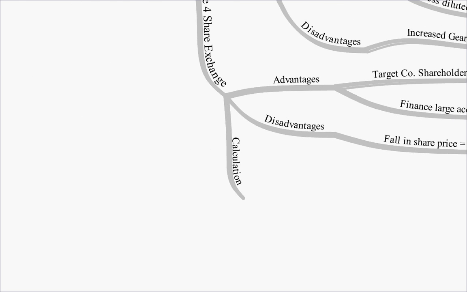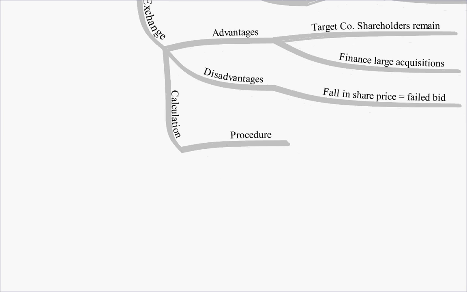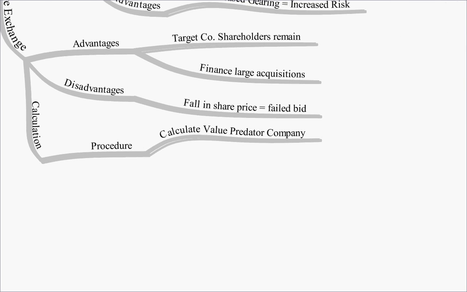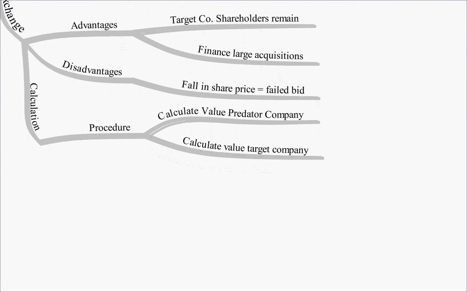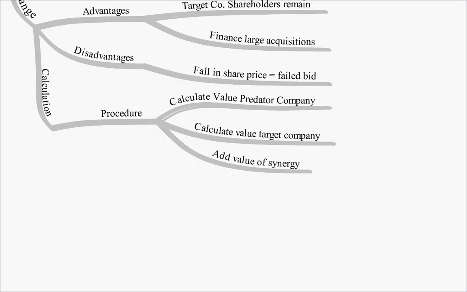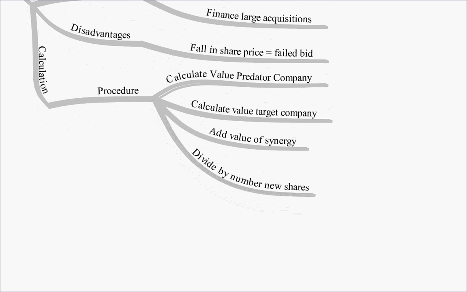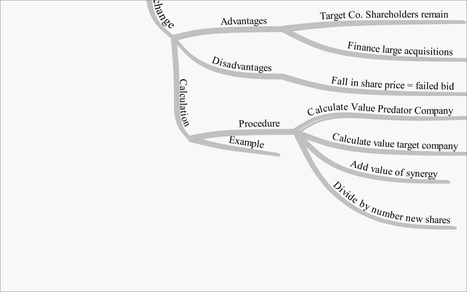Now, to calculate this, we went through a certain procedure. We calculate the value of the predator company, the one buying. We calculate the value of the target company. We add in the value of any synergies, and we divide by the number of new shares. And we did a little example of that in class.